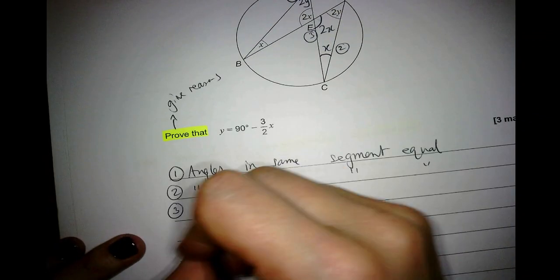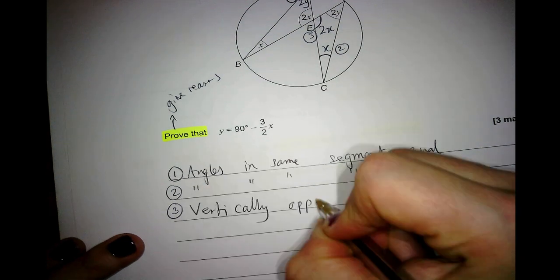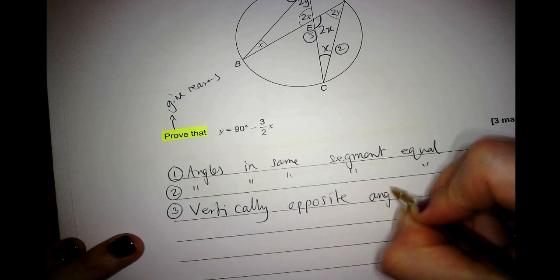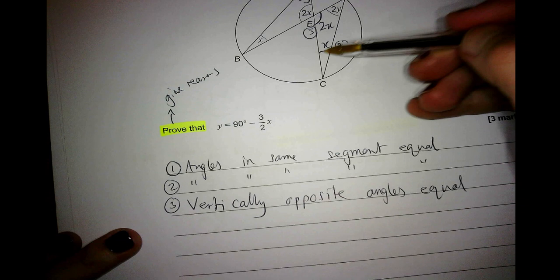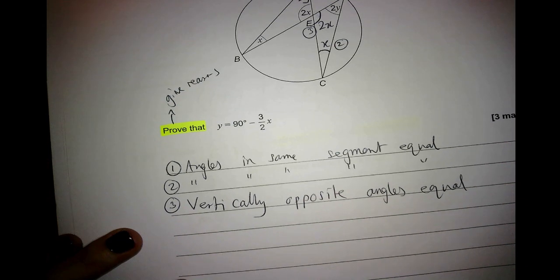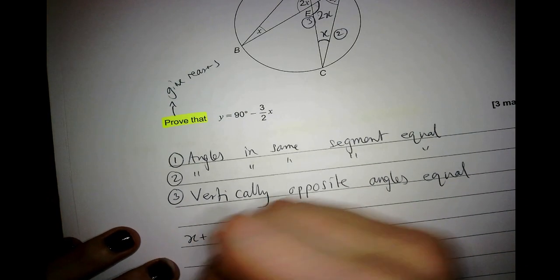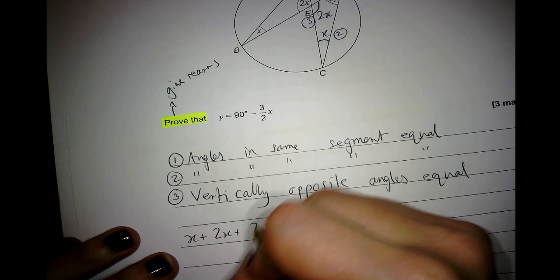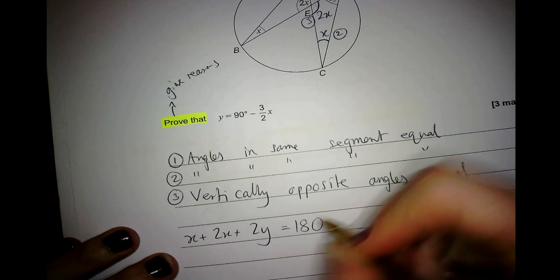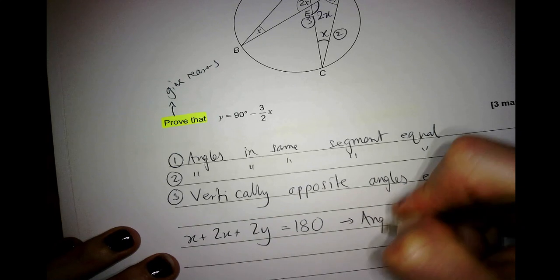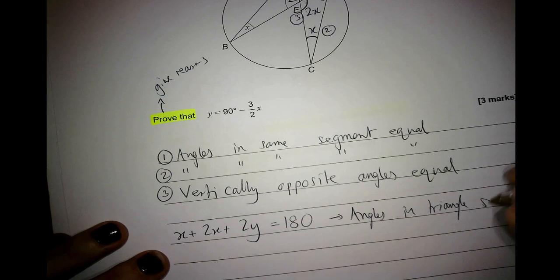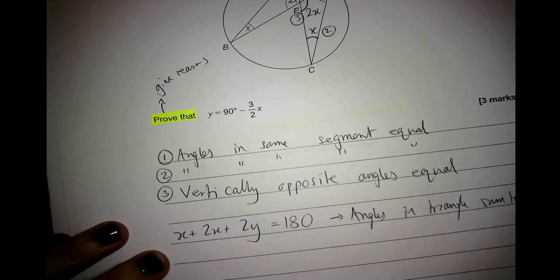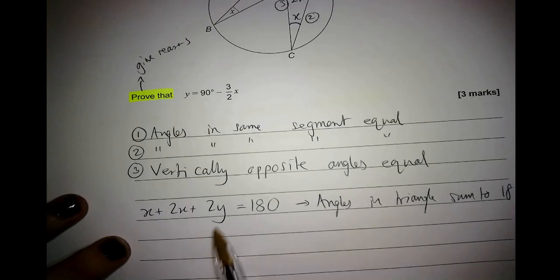Vertically opposite angles are equal. And I can now see I've got angles in a triangle that sum to 180. So I'm going to say x plus 2x plus 2y equals 180. The reason is angles in a triangle sum to 180. And then I'm going to see if I can simplify this.